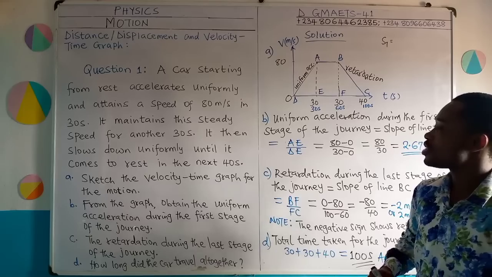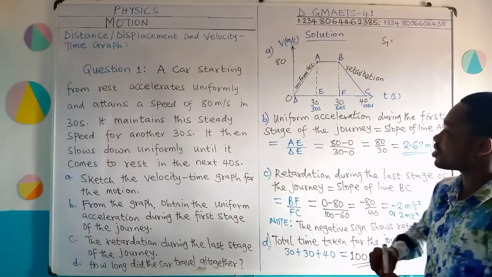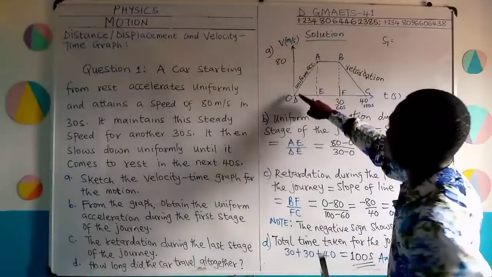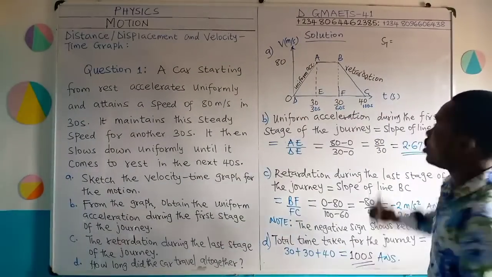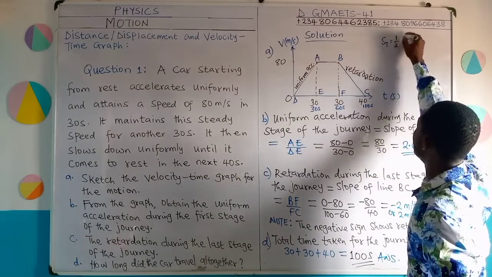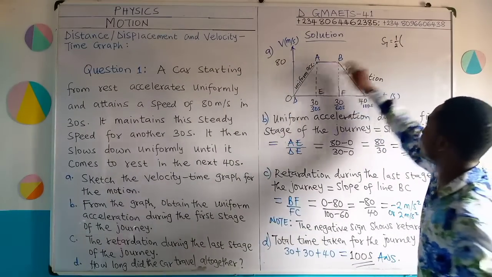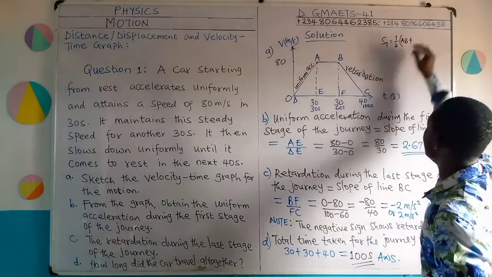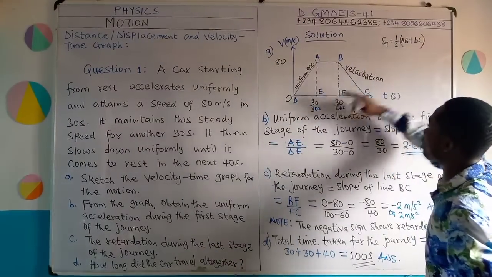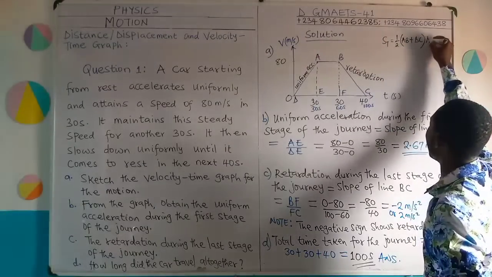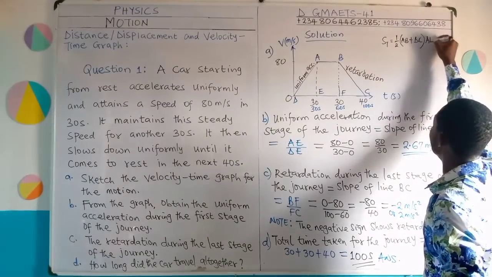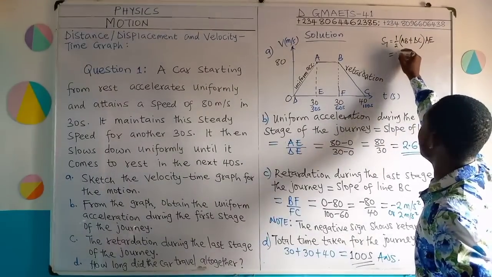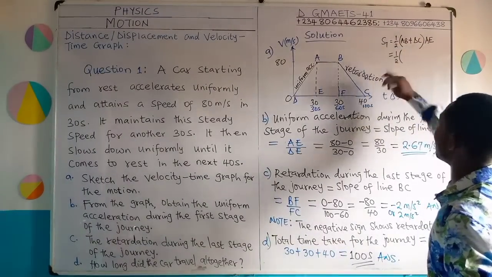I would like to use area of trapezium because if we're asked to find total distance, I'll just look at the shape. This is a trapezium. So it's going to be 1 over 2. I will add the parallel sides, that's the length AB, I will add it to the length DC, and then multiply by the height. Let me use the height AE. So that's going to give us 1 over 2 sum of the parallel side AB.